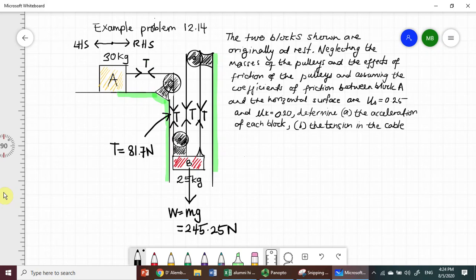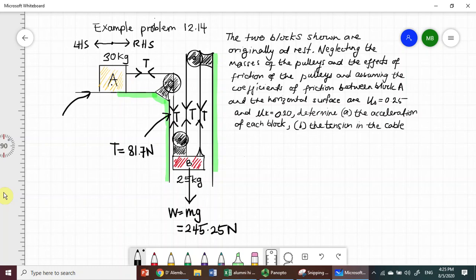Now, this is not the answer for the tension in the cable yet. What we want to determine first is the direction. In order to do this, we have to consider two cases: the case where the friction on block A is acting to the left hand side, and the case where the friction on block A is acting to the right hand side. Now let's calculate the friction.